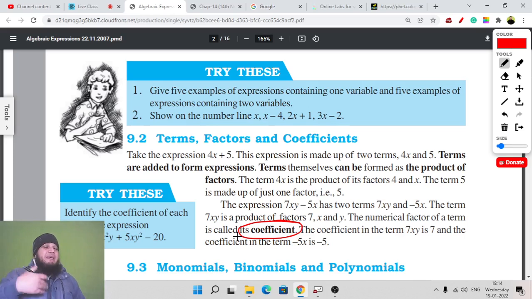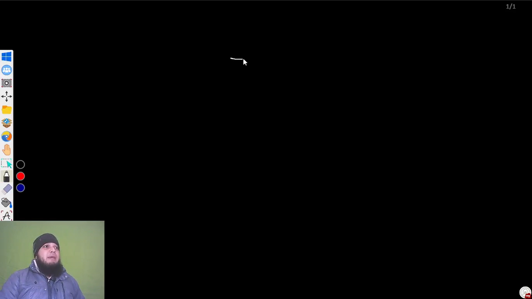Okay. About the algebraic expression, what an algebraic expression is. So here it is telling you the coefficient is the numerical value; we call it the numerical coefficient or constant. So the coefficient in 7xy is 7.